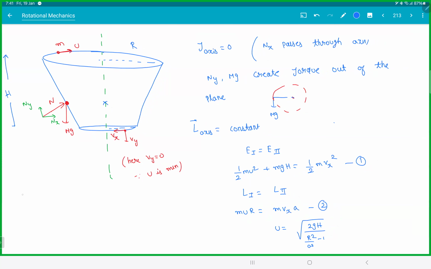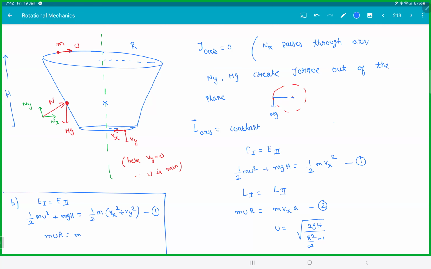What will you do in the second part? The difference would be, same thing. Energy in 1 is equal to energy in 2: half mu square plus mgh equals half m(vx square plus vy square). Just that extra vy component will come now. Angular momentum: mur is equal to mvx. Angular momentum will always depend on the horizontal component. That is the only difference. Clear with the question?